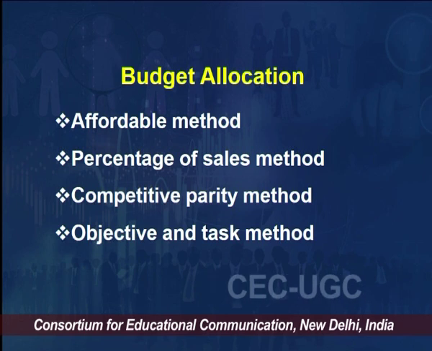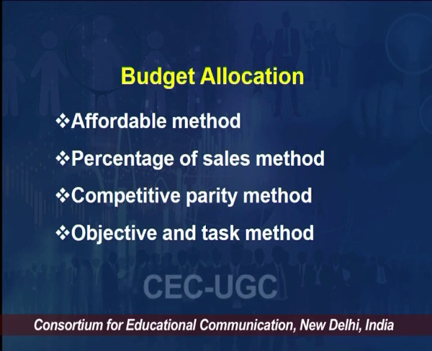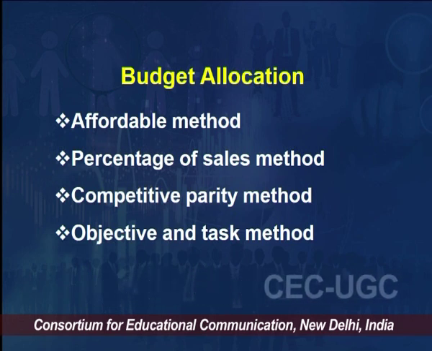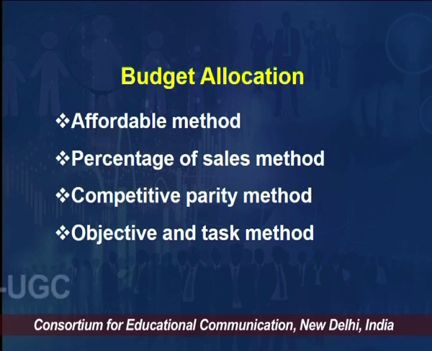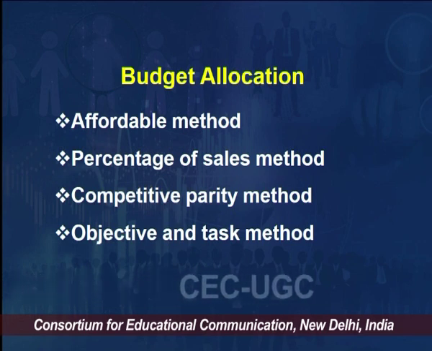So, I need to devise certain ways, and the ways are 4. One is a very simple and very easy to implement method, which is affordable. Simply what you can afford. If you can afford more, go ahead and spend more. If you cannot afford and you are working with a very strict limited budget, obviously you are going to have that kind of restriction in your budget allocation.